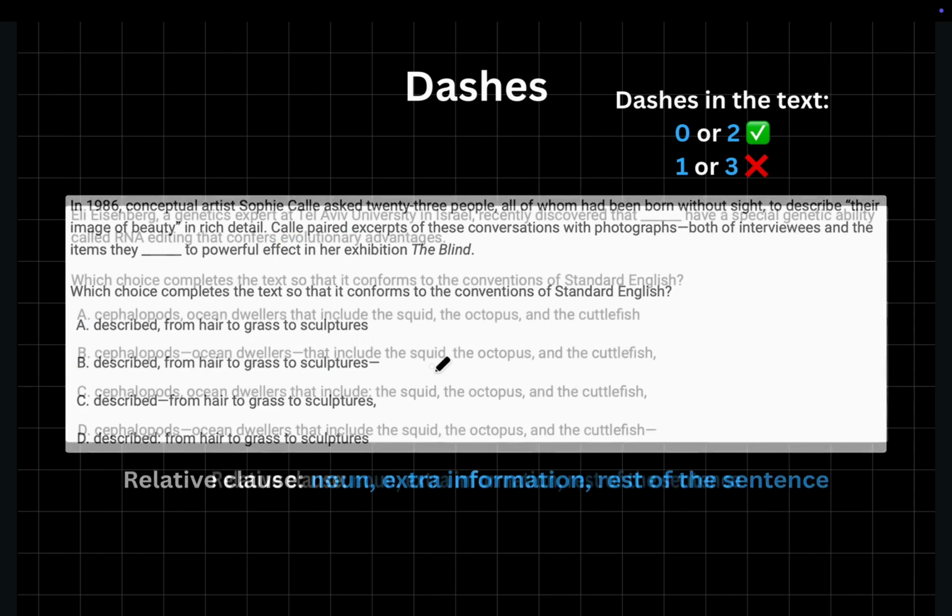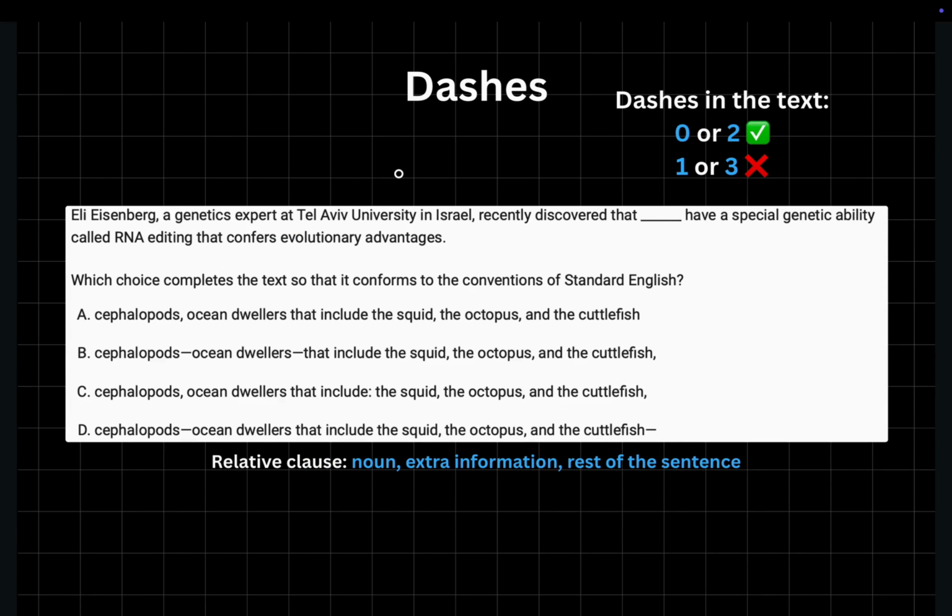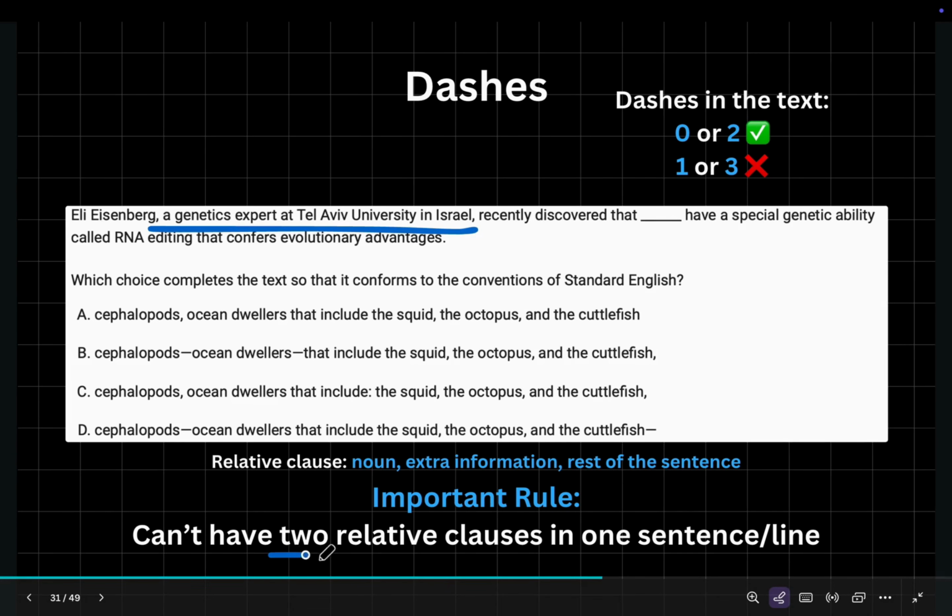Here's another question. Pause the video and try to solve it. Eli Eisenberg, a genetics expert at Tel Aviv University in Israel, recently discovered that cephalopods, ocean dwellers that include the squid, the octopus, and the cuttlefish, have a special genetic ability called RNA editing that confers evolutionary advantages. First things first, I noticed that there's extra or non-essential information trying to explain cephalopods. So you could use dashes or a relative clause. However, in here we already have a relative clause, and we cannot have more than one relative clause in a sentence. So we are supposed to use dashes.